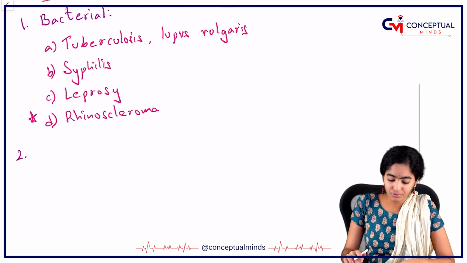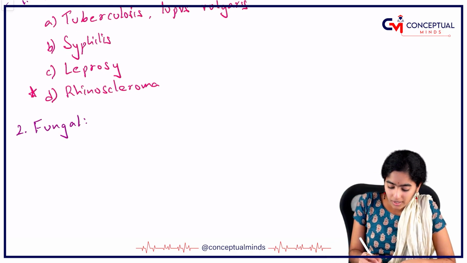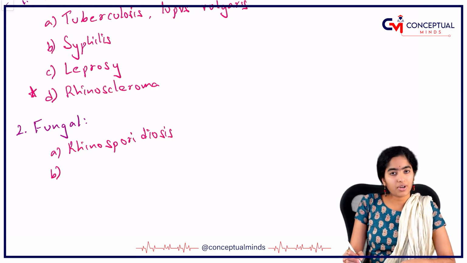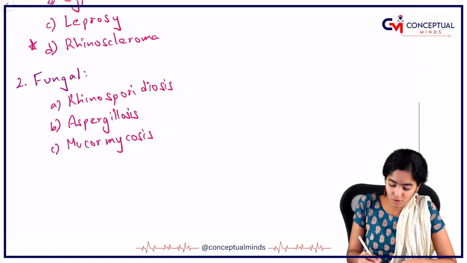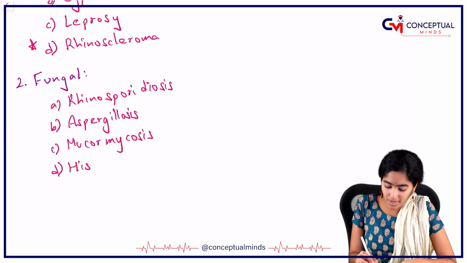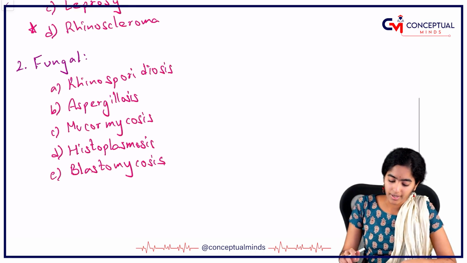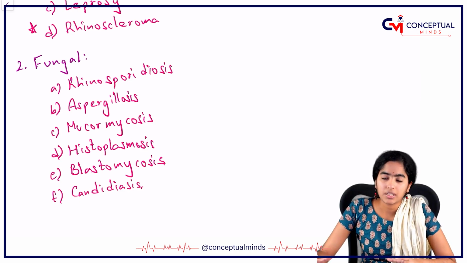Then in the next category we have fungal. In fungal group we have rhinosporidiosis, which is very important. What are the other fungal conditions that you know? Aspergillosis, mucormycosis. Mucormycosis is very important in immunocompromised patients. Histoplasmosis, blastomycosis, and finally candidiasis. These are all in the fungal variety.